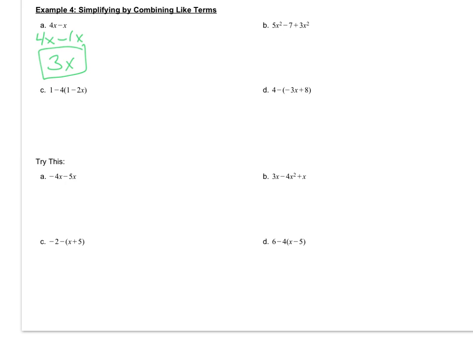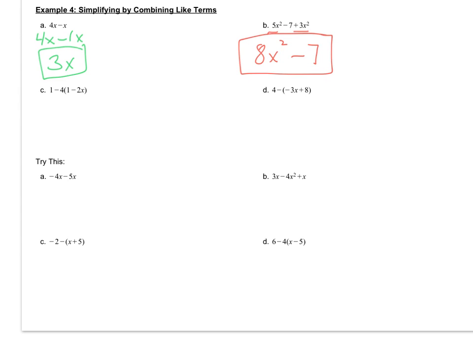In our second example, letter B, we have 5x squared minus 7 plus 3x squared. What we need to do is figure out which terms are the same or alike. 5x squared and 3x squared both have variable x being raised to the second power. So we can add those coefficients together, and 5 plus 3 would give us 8x to the second. And our constant, which is negative 7, has nothing to combine it with, so we leave the minus 7 at the end.